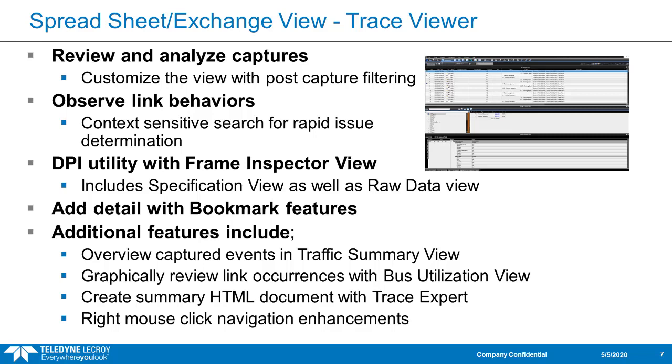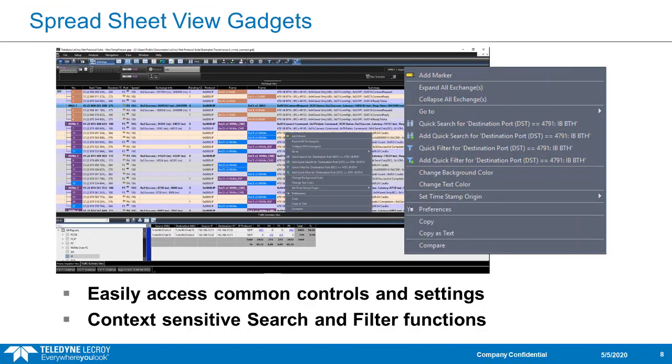Spreadsheet and Exchange view connect the user to all the features of the Net Protocol Suite for viewing traces. Beyond observing link behaviors and analyzing captures, the other features critical for inspecting the traces are associated with this view. Navigation within the Spreadsheet and Exchange views is easily achieved with context-sensitive features and controls, all accessible from the right mouse button click.